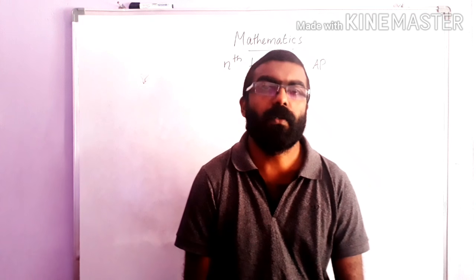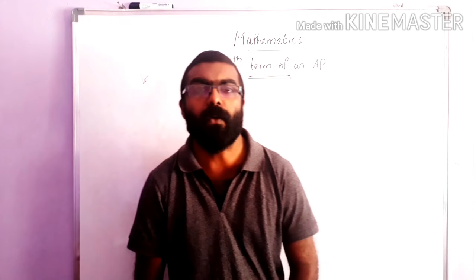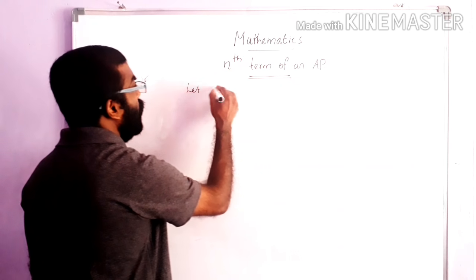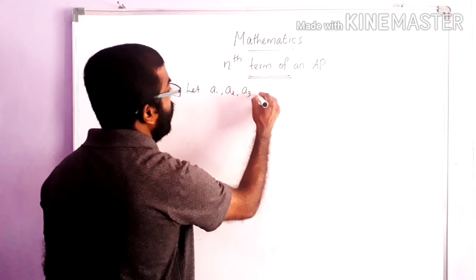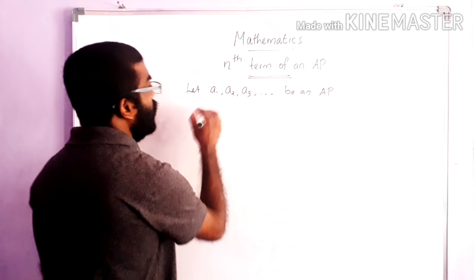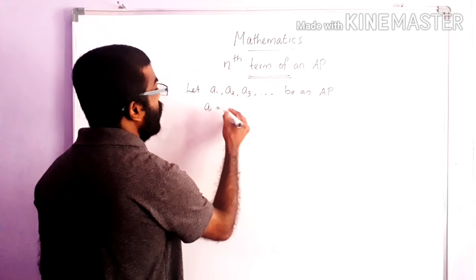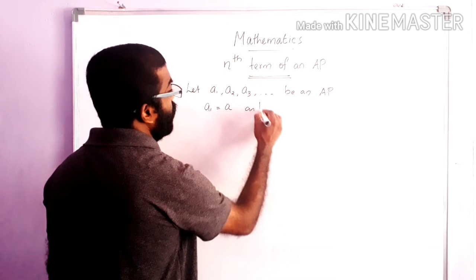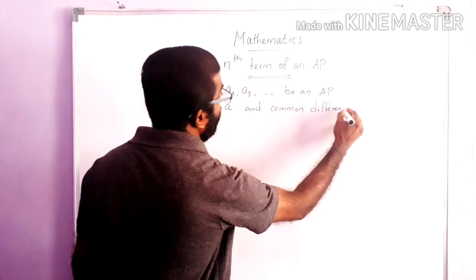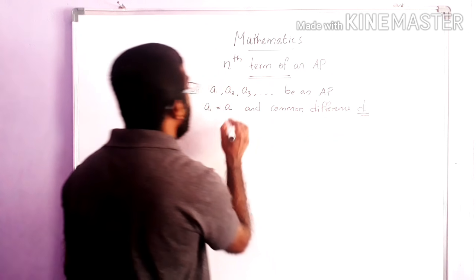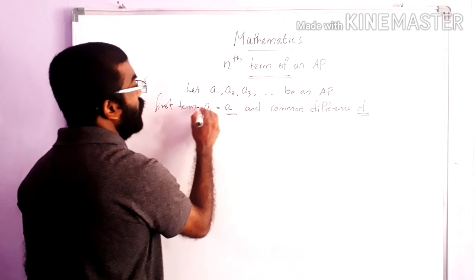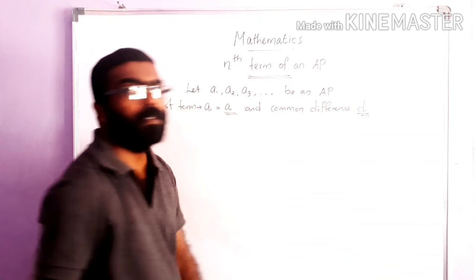Today we are going to discuss the nth term of an AP. Okay, so let us consider an AP. Let A1, A2, A3, etc. be an AP. Here the first term A1 we can take as A and the common difference D.